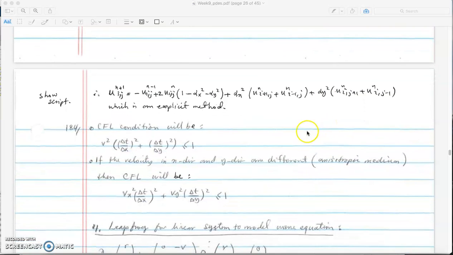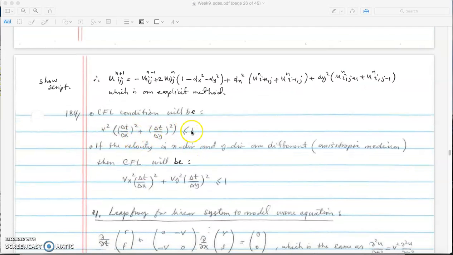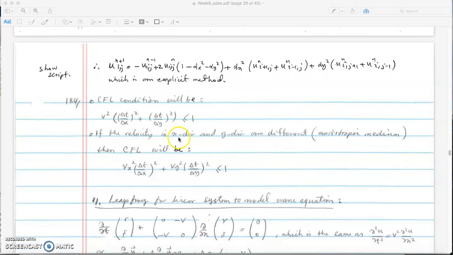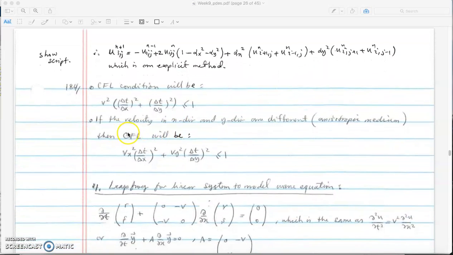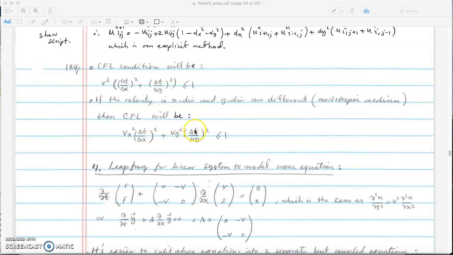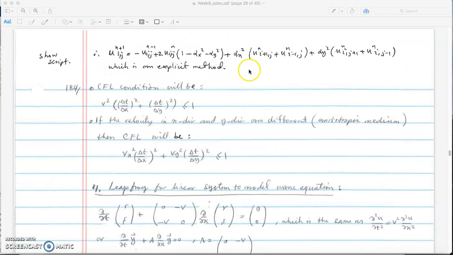And now our CFL condition in 2 dimensions is going to be a combined non-dimensionalized version of velocity in the x and in the y direction. So that's why we have v squared del t over del x squared plus v squared del t over del y squared less than 1. So the total sum has to be less than 1. All right. So now we have the CFL condition in 2 dimensions. That is the direct method in 2 dimensions.